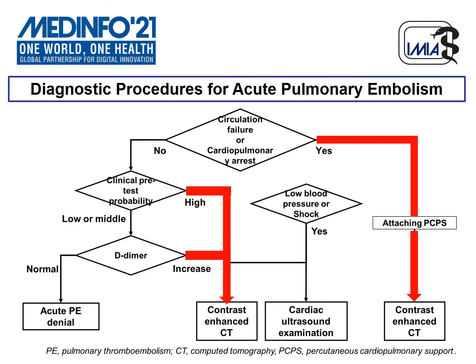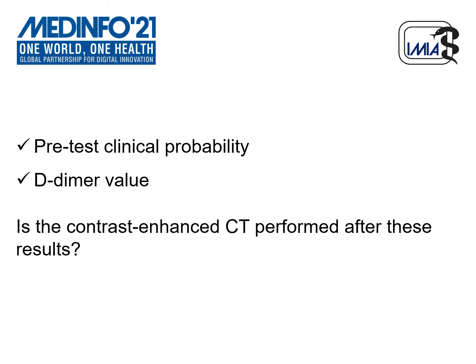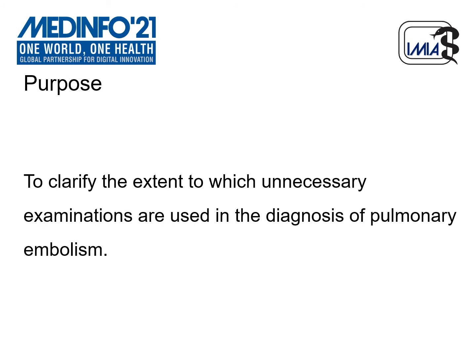This slide shows the diagnostic procedure for acute pulmonary embolism. Contrast CT should be performed when there is a circulatory failure or arrest, or there is a high pretest probability or high D-dimer value. We recommend that contrast-enhanced CT should be performed with reference to these results. This study aims to clarify the extent to which unnecessary examinations are used in the diagnosis of pulmonary embolism.